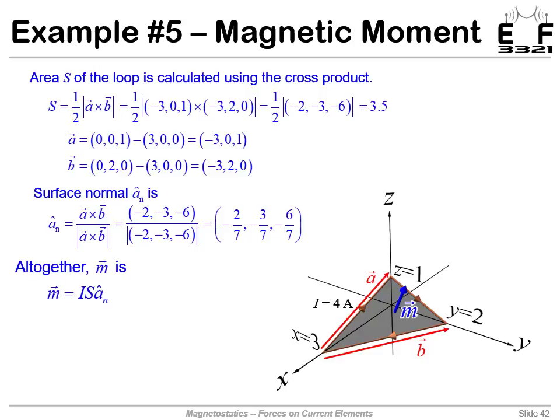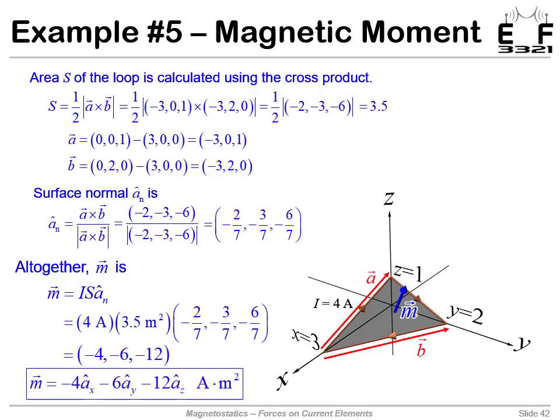So altogether, that magnetic moment is I times S times a unit vector perpendicular to the loop. We plug in everything that we have, and we get our final answer for the magnetic moment. And again, units, amp meters squared. I'm kind of lazy here and dropping the units because it tends to crowd the slides, but that's bad practice. This is an example of do as I say, not as I do. Carry the units throughout, and then you'll get less lost.